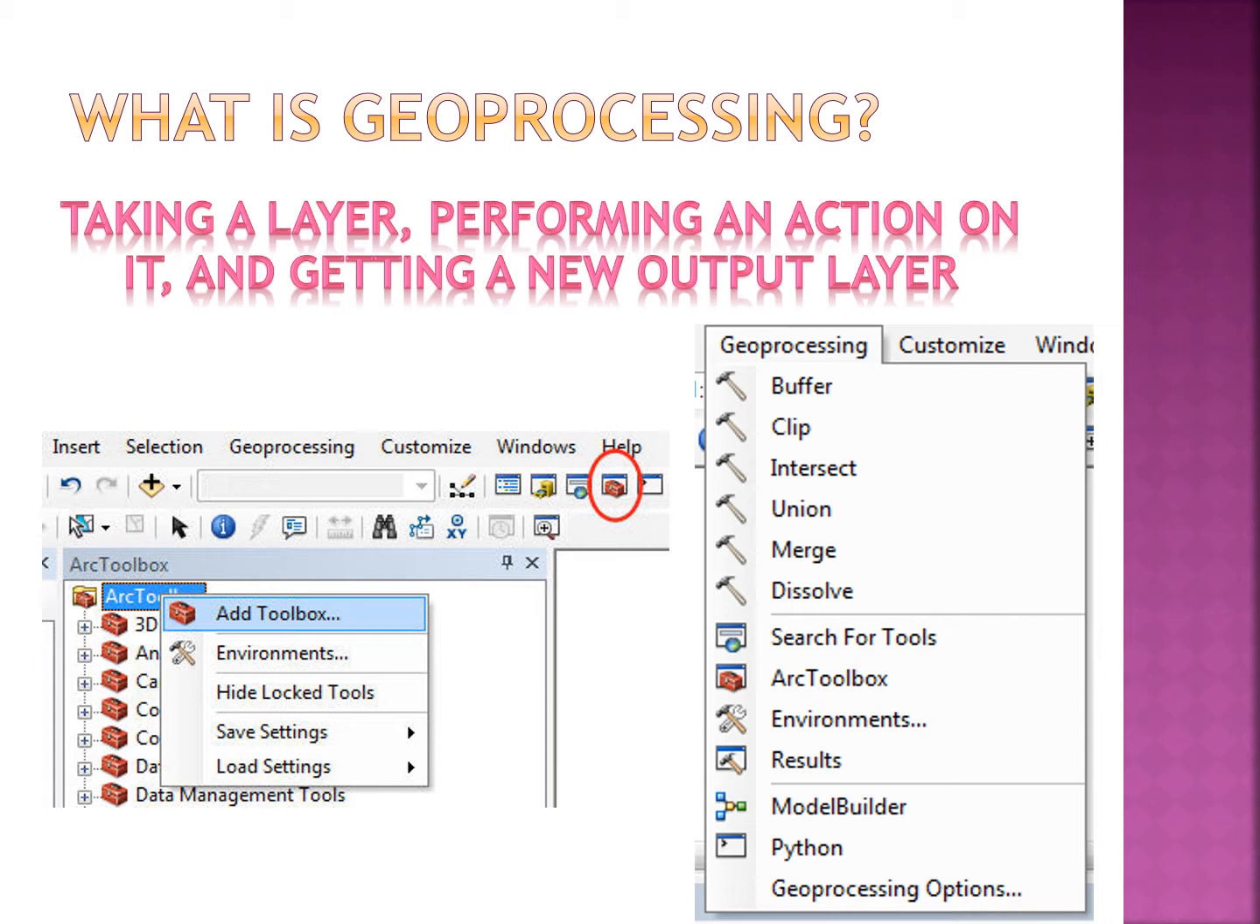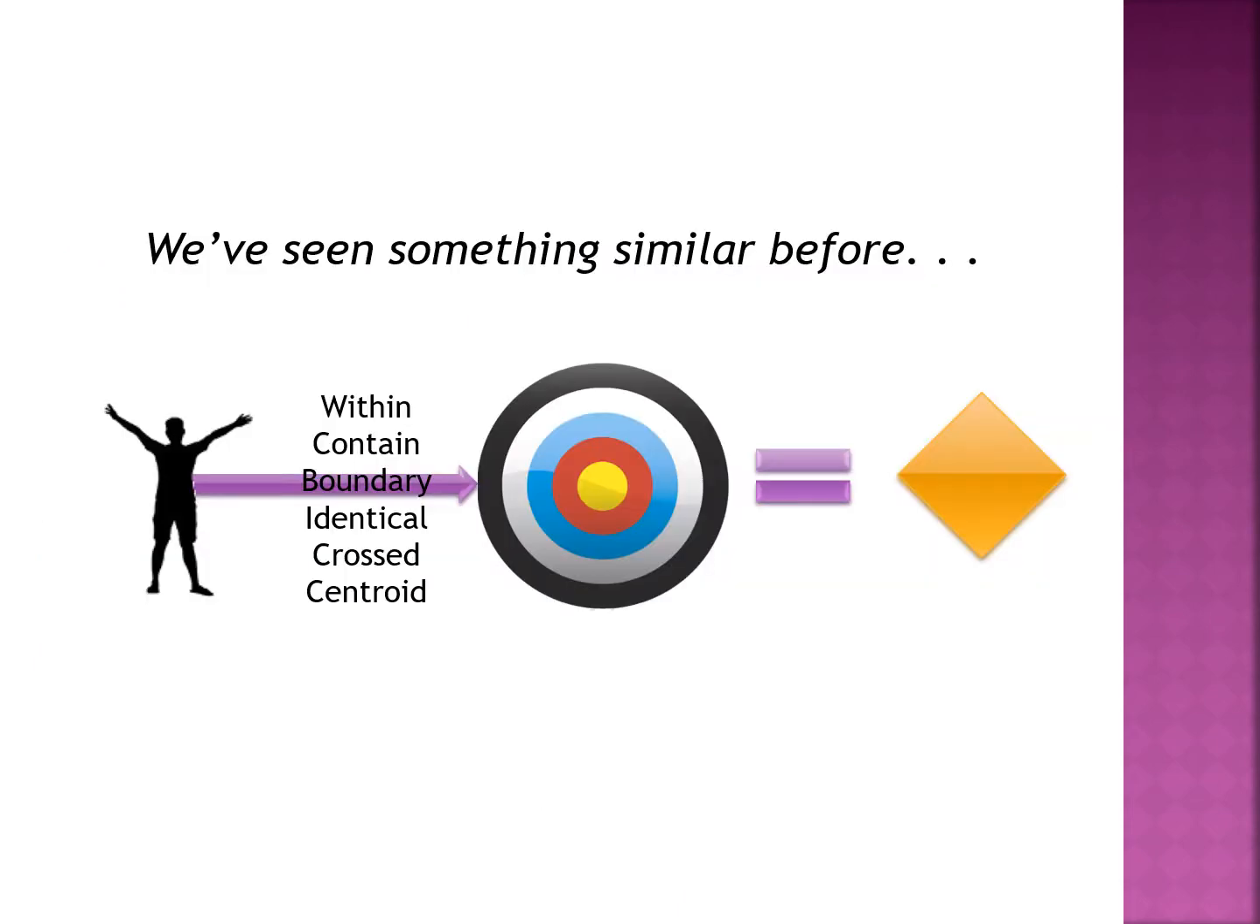It's the same in Pro. You have a little quick selection of things we use quite often. So these are ones we just use a lot. So the idea is that you're getting a new layer to result from your actions. We've seen something similar to this before when we were looking at all of our select by locations that we did in Chapter 8. So that's the new symbol for a layer there, that little yellow diamond.